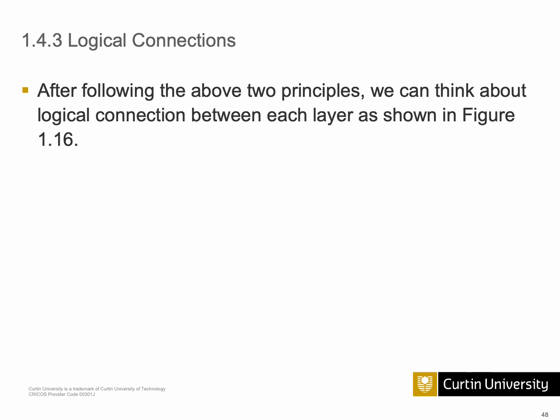So after looking at those two principles, we can think about logical connections between the layers. That means we have layer-to-layer communication. So Maria and Anne can think there's a logical or imaginary connection between each layer, although it is not exactly there.